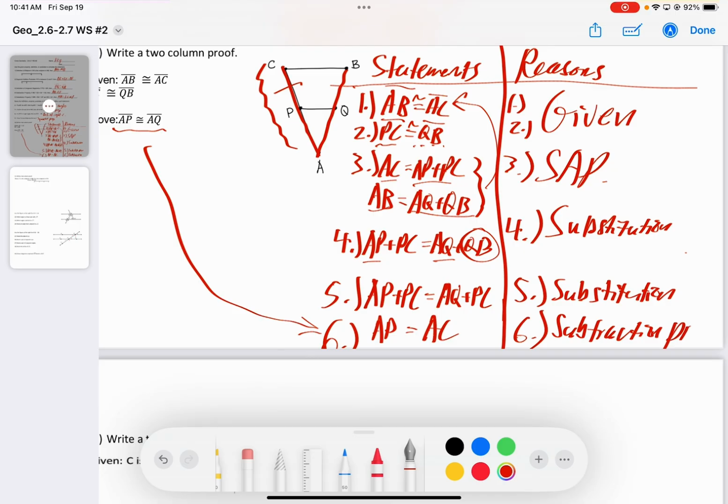I need to be writing property after each one of these. That's what we had to do for number 6, something along the lines of that.